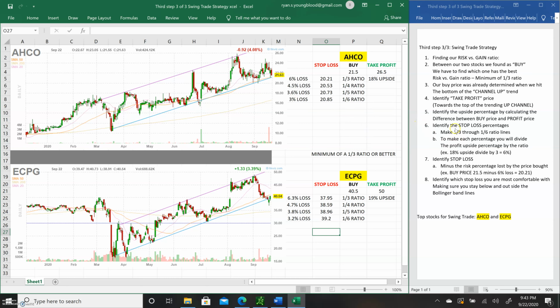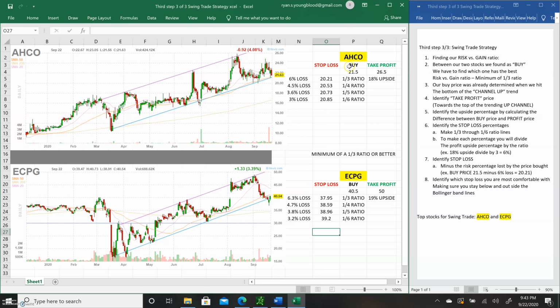So now, next, now that we have our stop loss percentages, we're going to identify our stop loss. So, minus the risk percentage lost by the price bought. So, for example, our buy price is at $21.50. We're going to minus 6% stop loss, the 6% loss, and you're going to get $20.21.